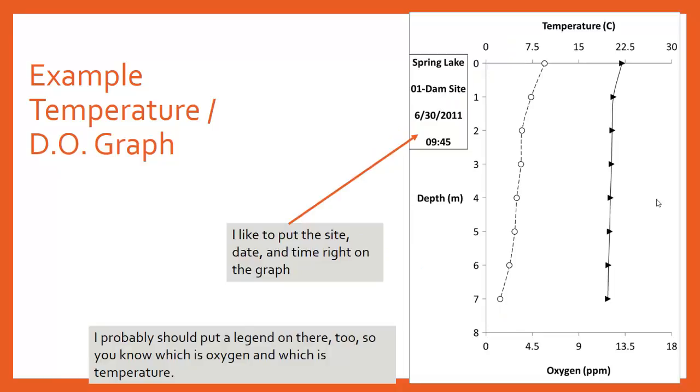Another thing I like to do is to put the site and the date and the time right on the graph, because these things are very important to interpreting what's going on in the graph. I should probably put a legend on there too, so that you know which one of these is oxygen and which one is temperature. So we'll probably do that. If we don't put this stuff right on the graph, we definitely need to put that information in the figure caption so you can tell one graph from another.